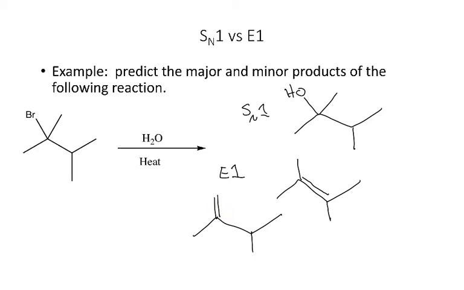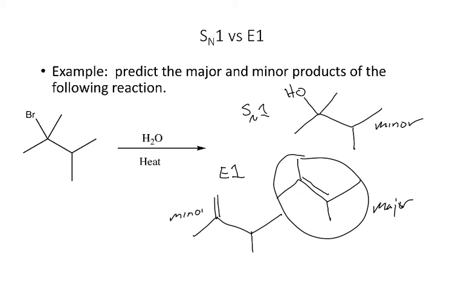and this is going to be the major product because it's more substituted than the di-substituted. So this is going to be my major product, and then both the SN1 and the other E1 product are going to be minor products.